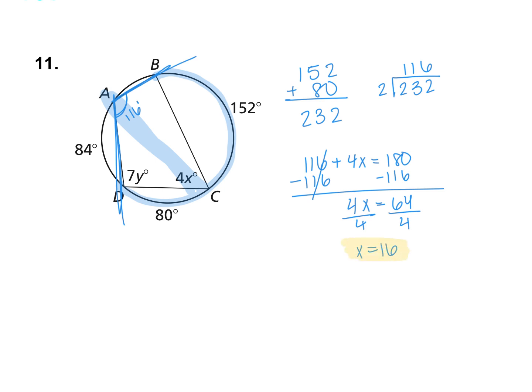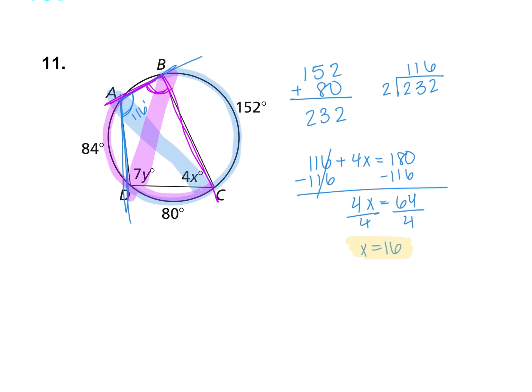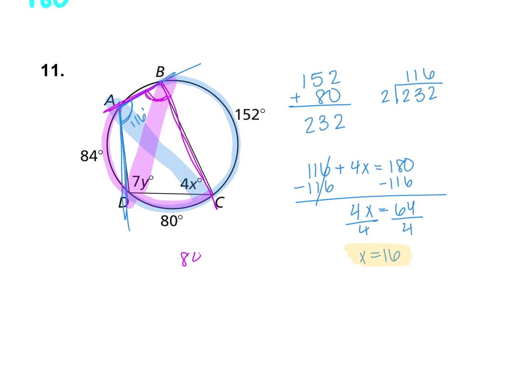All right, now I have to do the same process for my y. And again, looking at my y, this is my arc for y. How do I know it's my arc for y? Because this is the angle that I'm trying to find right here. So same process. I'm going to take 84 plus 80, 164. That's the arc measurement. To find the angle measurement, I'm going to take that 164, divide by 2. 82. So now I know that this angle is 82 degrees.